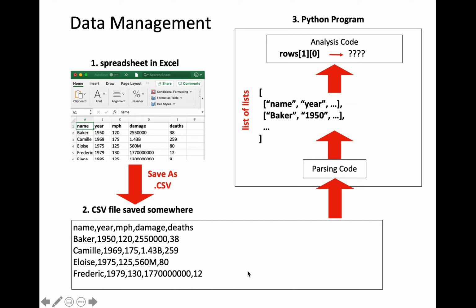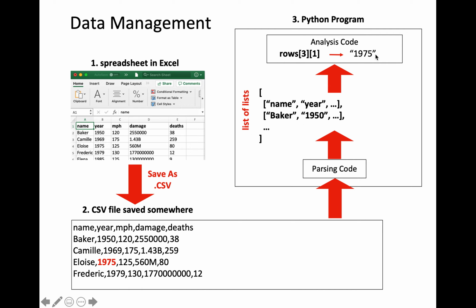Let's go through examples of indexing for the list of list representation of this particular CSV file. Recall that indexing always begins at position 0. So rows of 0 is going to be the header row here. So what would rows of 1 be? That would be the baker row. Rows of 1 of 0 is simply going to be baker. What is rows of 3? That's going to be Eloise row. Rows of 3 of 1 is going to be 1975.